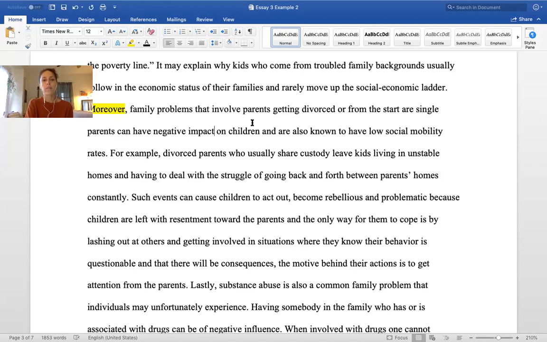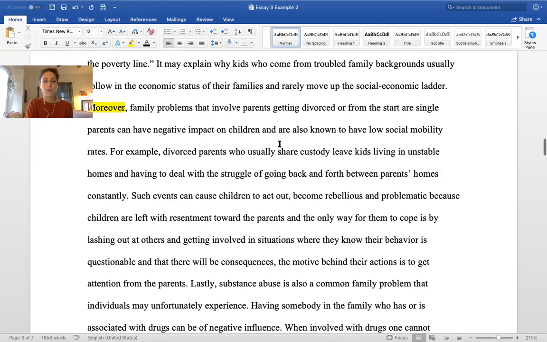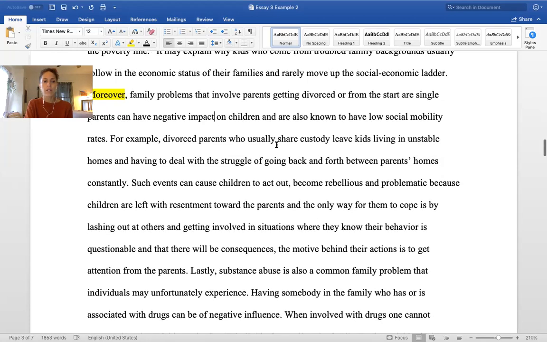Okay, so we're talking about parents who are divorced or single. So her example then gets into a little bit about, pretty much just about divorce. Okay, so I might give her a comment like, hey, you didn't actually explain this. You explained this part, but maybe we can take this part out.